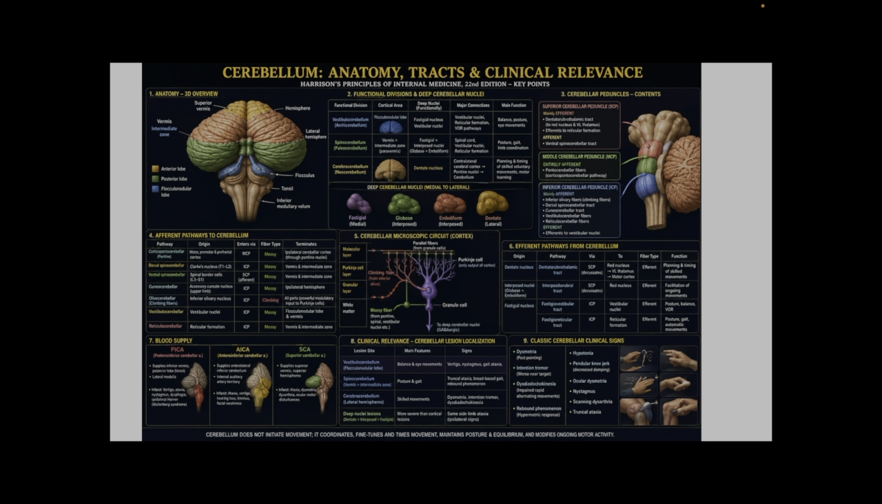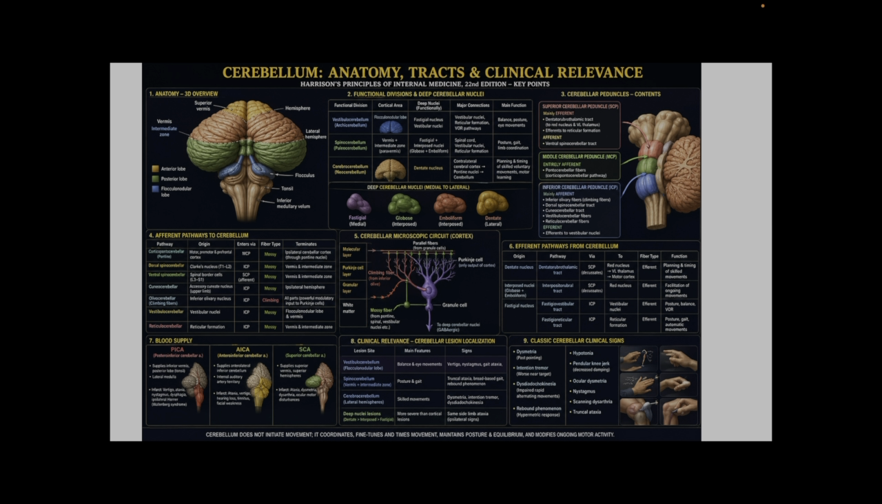So afferent pathways, cerebellar cortex and efferent pathways. So what are the efferent pathways? Dentate projects to the red nucleus and thalamus, interposed nuclei project to the red nucleus, and fastigial nucleus projects to the vestibular nuclei and reticular formation.